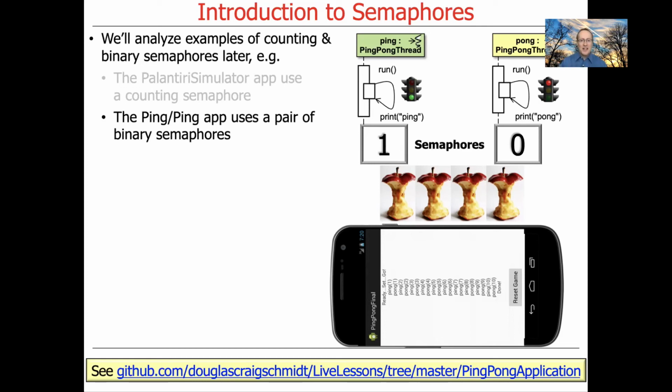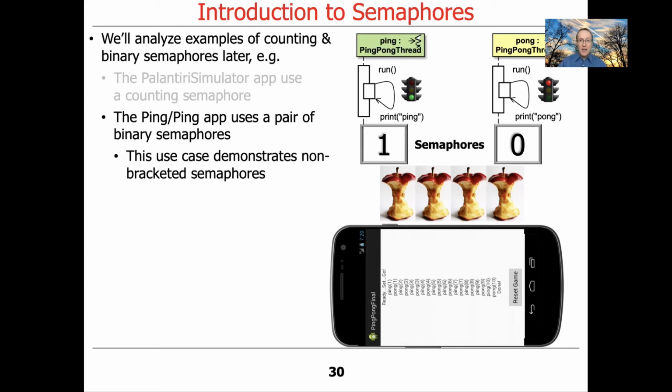And so the way that this app works is we have two threads and they take turns either printing ping or printing pong. So therefore it's a ping pong app, and they alternate and they use a pair of binary semaphores to acquire and release and coordinate their interactions. This particular example demonstrates non-bracketed semaphores. So it's a little different from the fully bracketed model we see with the Palantiri simulator app that you're using for your assignment.